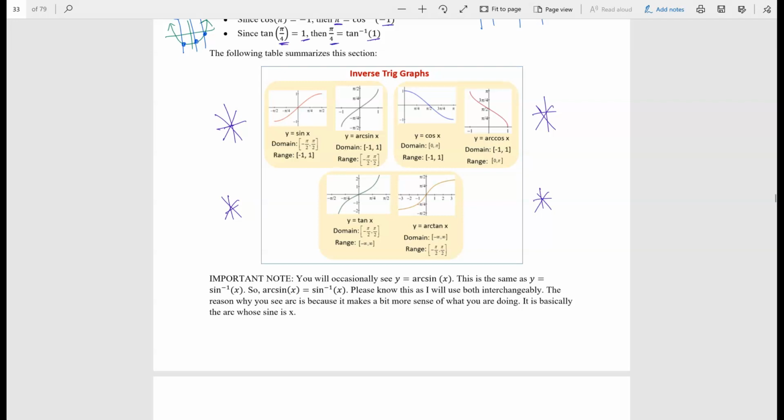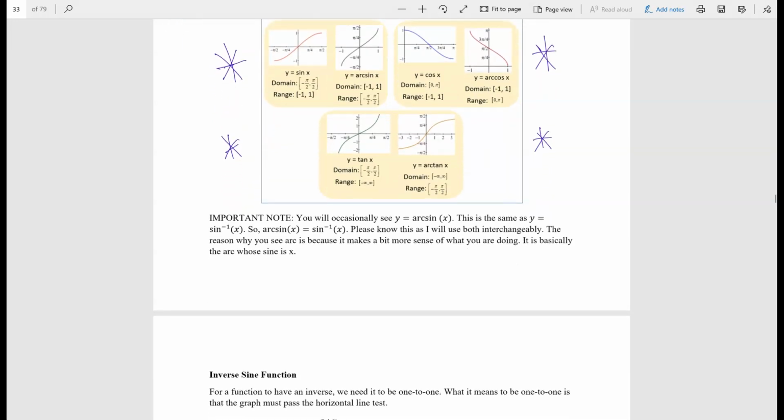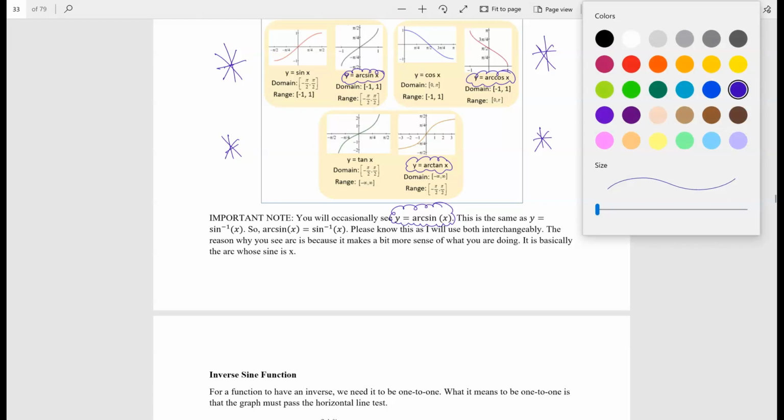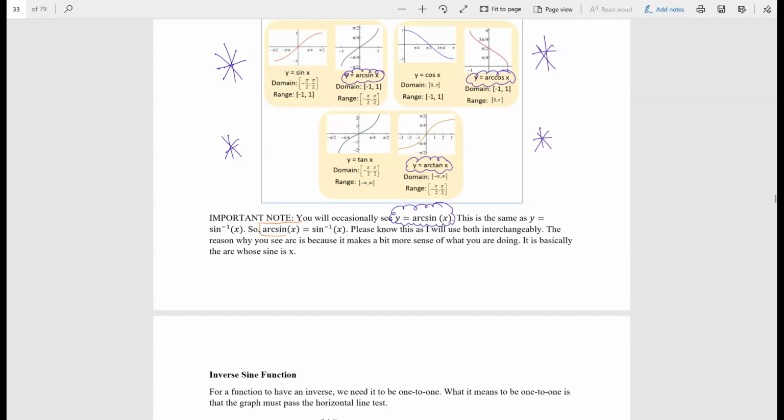On a little side note, you will occasionally see the words arc sine, arc tangent, arc cosine. See how I have arc here, arc, and then arc. Arc is basically the same thing as sine inverse. So do make a note of that: whenever you see arc sine of x, that's the same thing as taking sine inverse of x. It's the same exact thing. I'm going to be using them both, so make sure that whenever I say arc sine or arc cosine, you know exactly what I'm talking about. I'm talking about sine inverse, or cosine inverse.